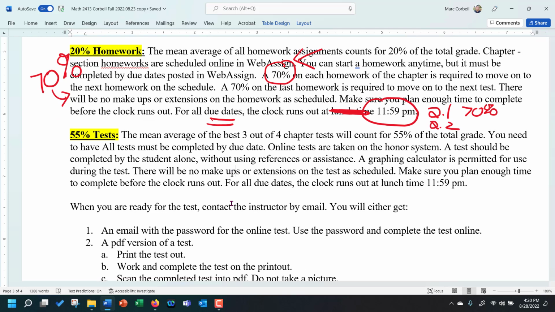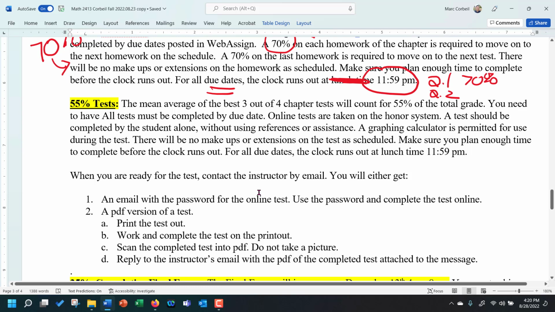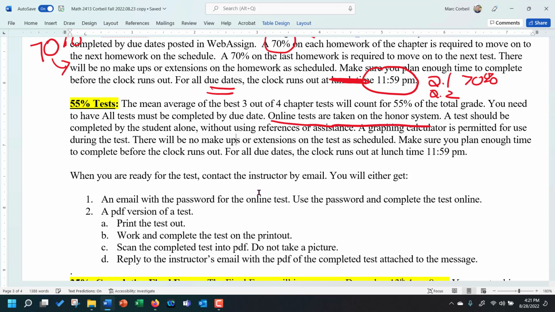Now we have 2 types of tests, and this is going to be a little confusing at first, but we'll get used to it. And that's just going to depend. So first of all, tests are taken on the honor system. This is an online program.